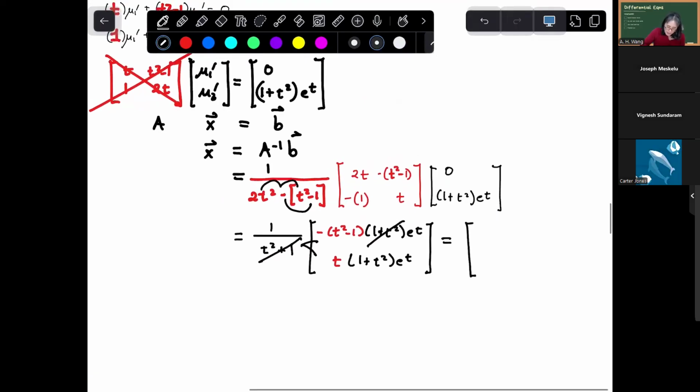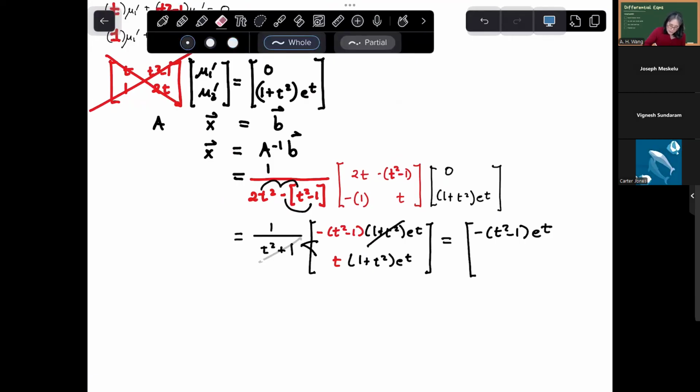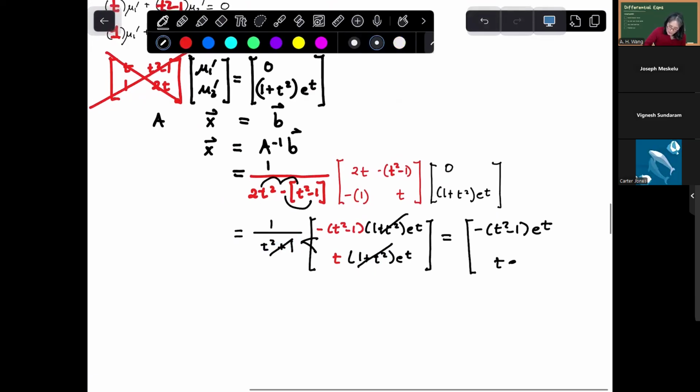So what ends up happening is that you have minus t squared minus 1, that's the red, e to the t. And then when you do scaling on the bottom, you can see that this and this cancel. So we have this. And what you have is t e to the t. And what were we after? We were after mu1 prime, mu2 prime. That's this. This is the mu1 prime. This is mu2 prime. And remember, it's a prime.